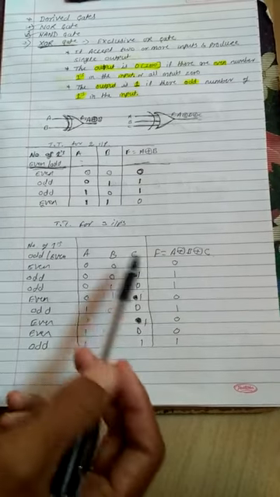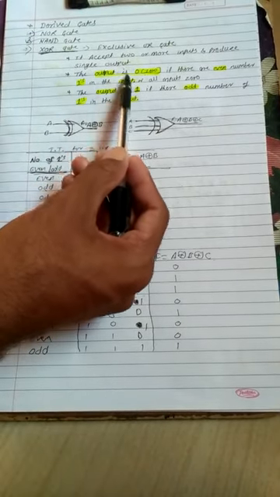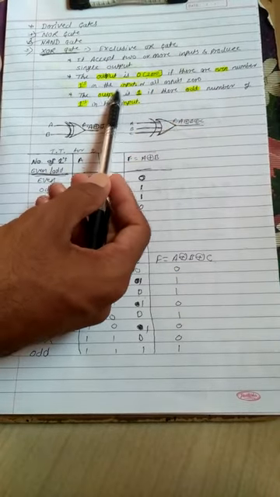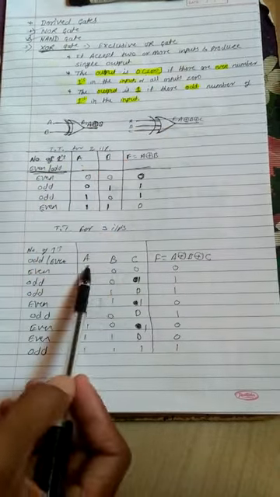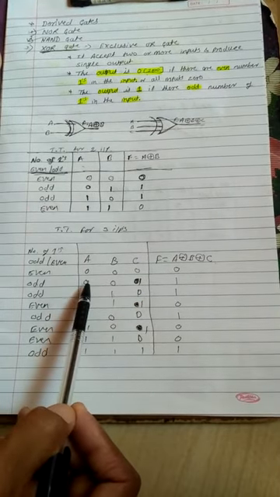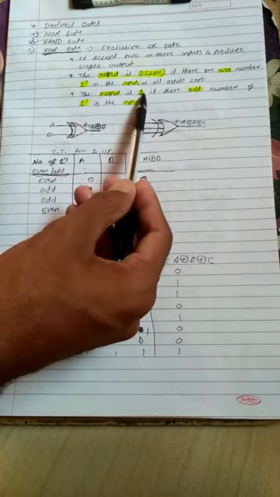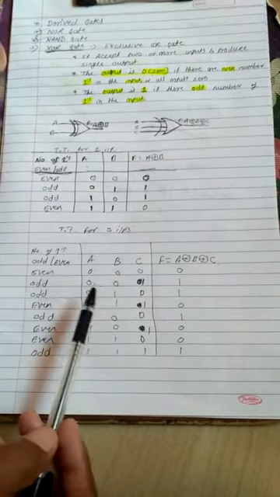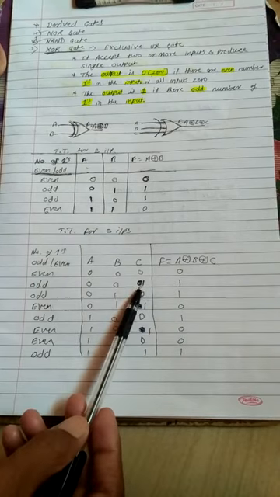Now the output. See here. The output is 0 if there are an even number of ones, or if all inputs are 0. So zeros are there, and it becomes a 0. Next, the output is 1 if there are an odd number of ones in the input.